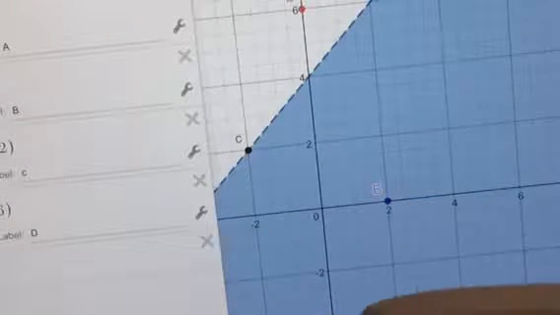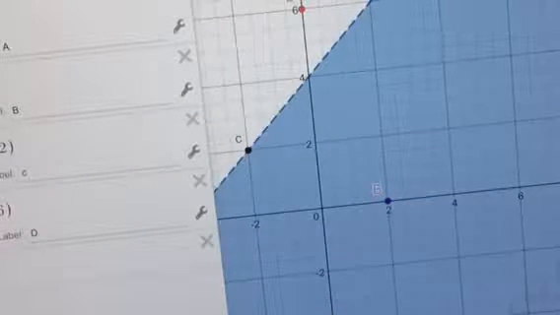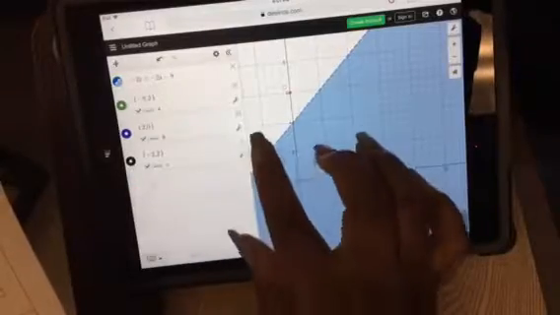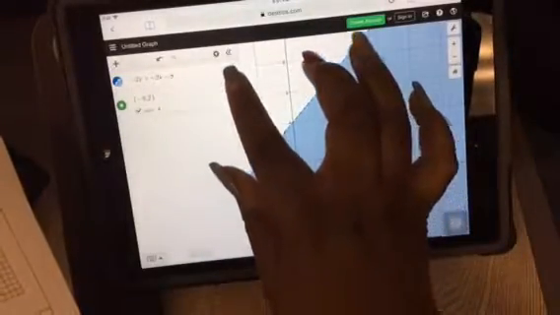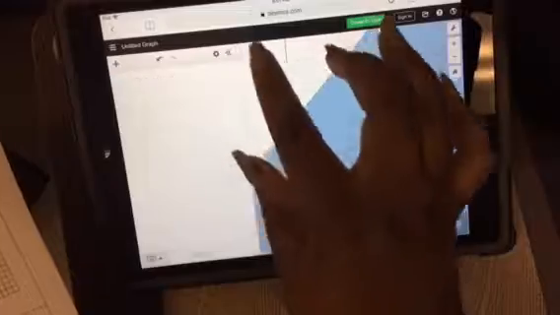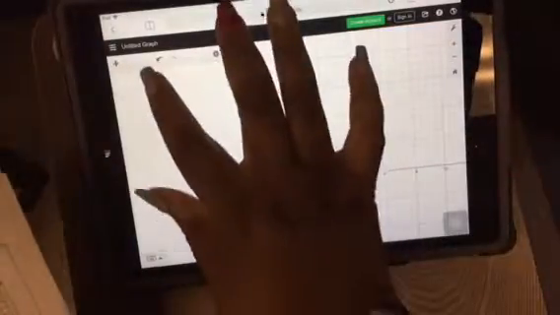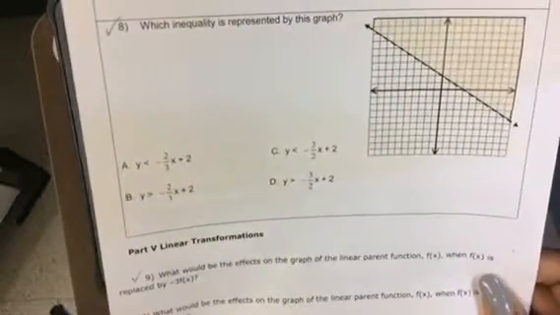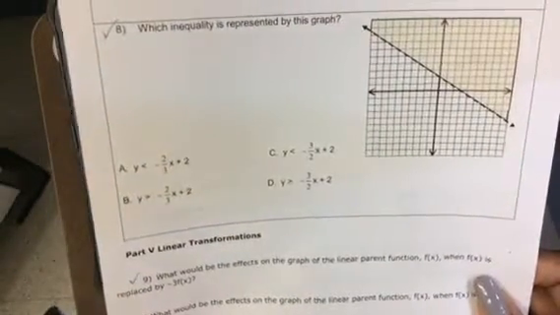Yo, people. We are going to finish this up by doing number 8 and number 9. All right. I got another inequality to graph. So I'm going to get rid of all these guys by hitting the X. There we go. Now I'm going to make a new graph. But this one says, which inequality is best represented by the graph?